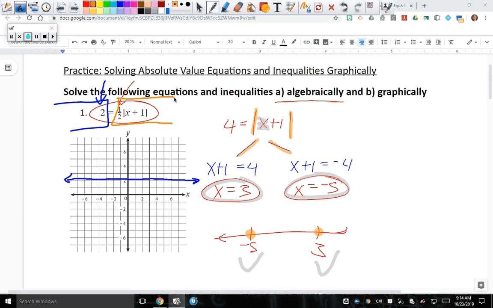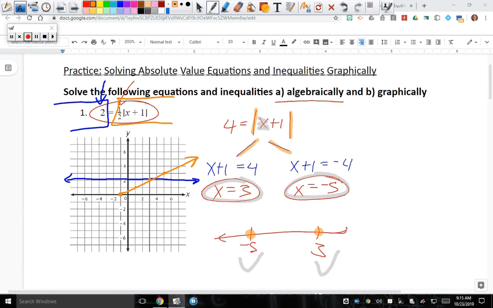Vertical compression by 1/2. Okay? So if I do vertical compression by 1/2, anyone in the class, what's the slope? 1/2 or -1/2, right? So let's move to the left. There's my vertex. And then I'm going to go up 1 over 2. Up 1 over 2.